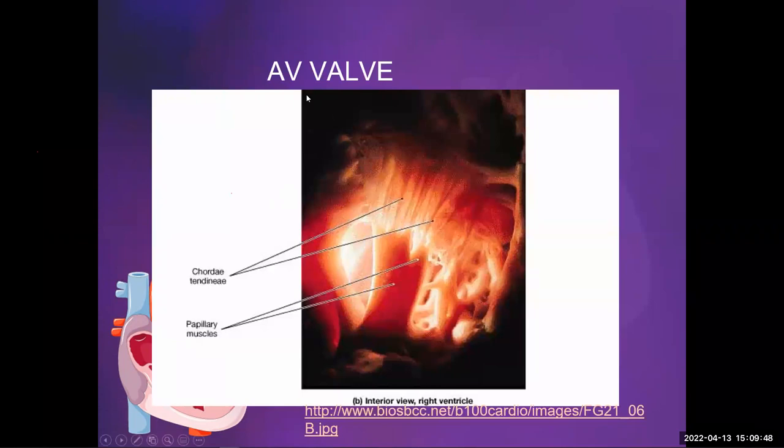So this is just showing the atrioventricular valve, chordae tendineae. So you have these tendons that hold on to the leaflets to prevent them from turning inside out. You don't want them turning inside out. They have to be oriented in a particular way.